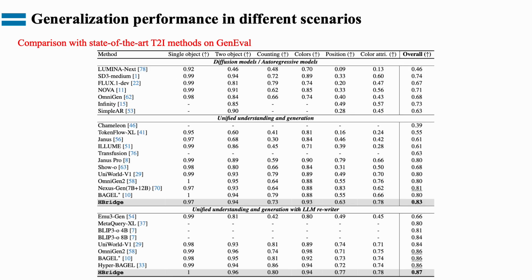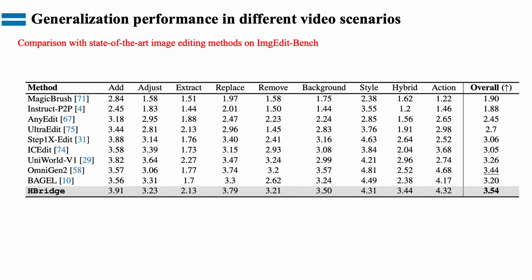To verify our model's prompt following capability, we benchmarked it on GenEval. Once again, HBridge consistently delivers state-of-the-art performance against recent competitive T2I baselines. Moving beyond text-to-image generation, we also evaluated our model on image editing via ImgEdit and DEV Bench. HBridge secures state-of-the-art results here as well, showcasing its versatility as a unified understanding and generation framework.